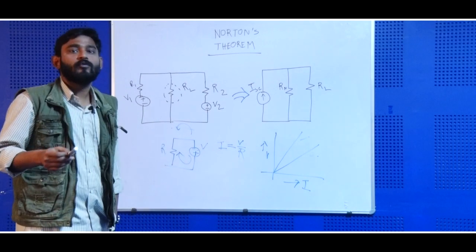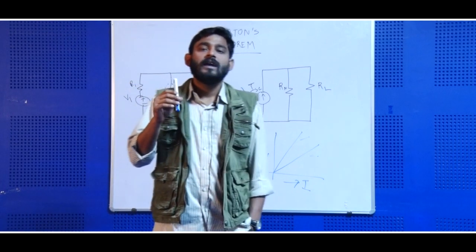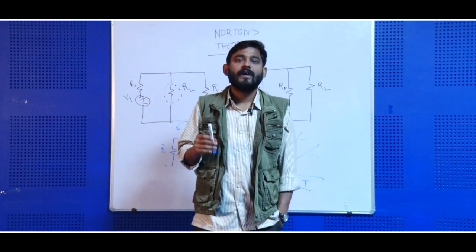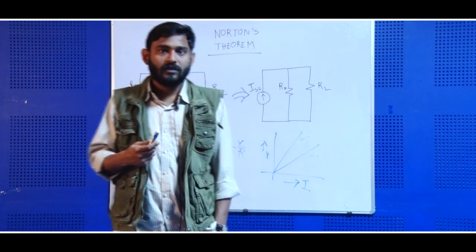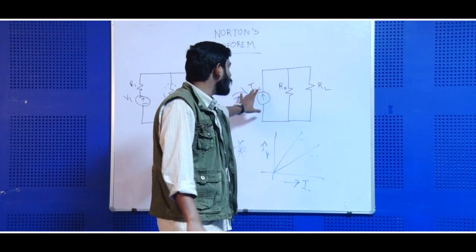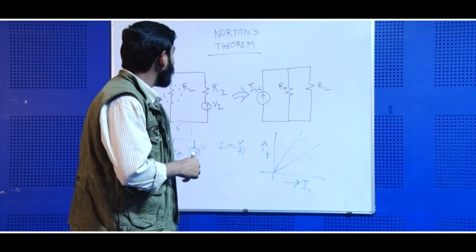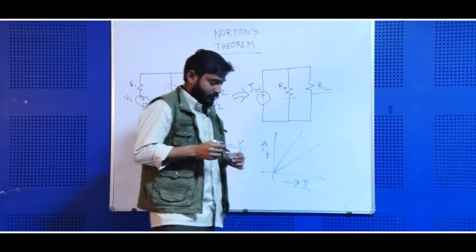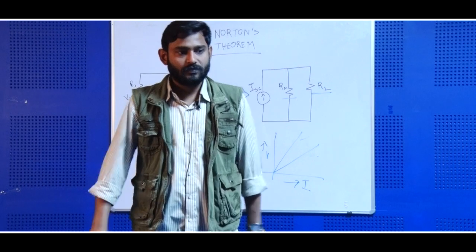So, let us recap once again the theorem. It states any network comprising of linear, active and bilateral elements can be approximated with an equivalent network like this, consisting of a current source and two resistances in parallel. Now, coming to the point, what is this RL and what is this Rn? So, RL simply means the load resistance.